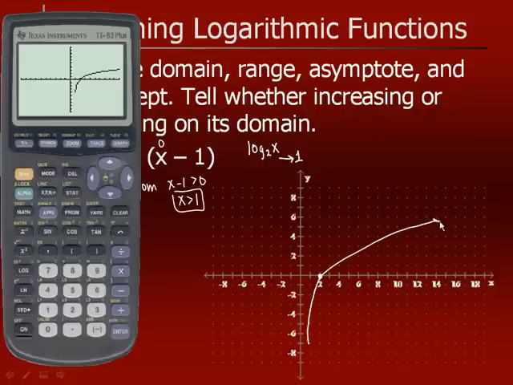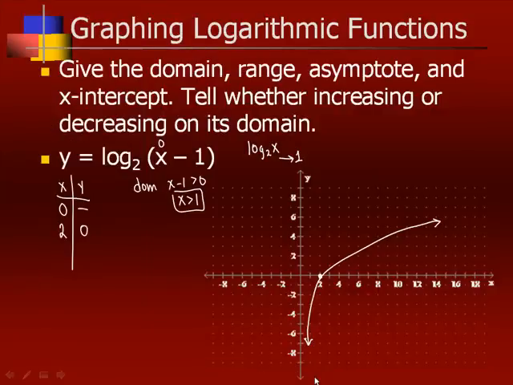So our graph is like this right here, which is just like the log of x, but we've shifted it one place to the right. Did we cover everything? Domain would be all numbers greater than 1. Range, because the graph goes very high and very low, range would be all real numbers.